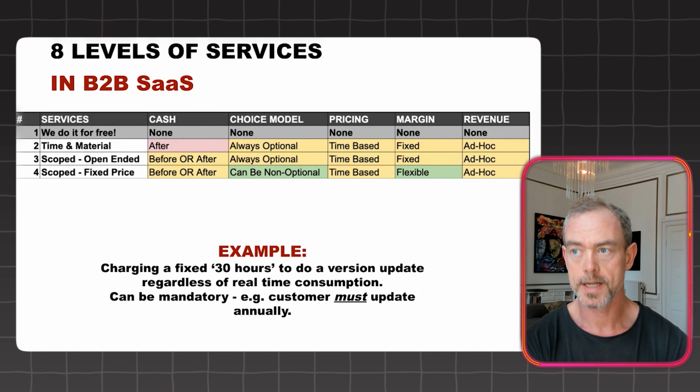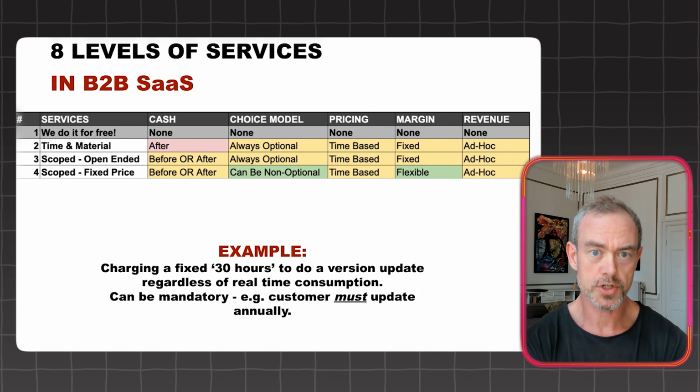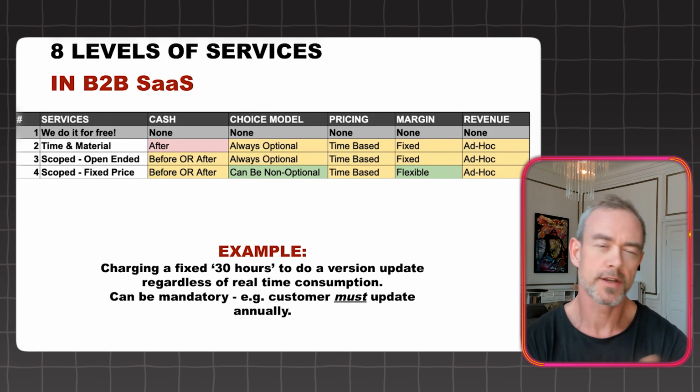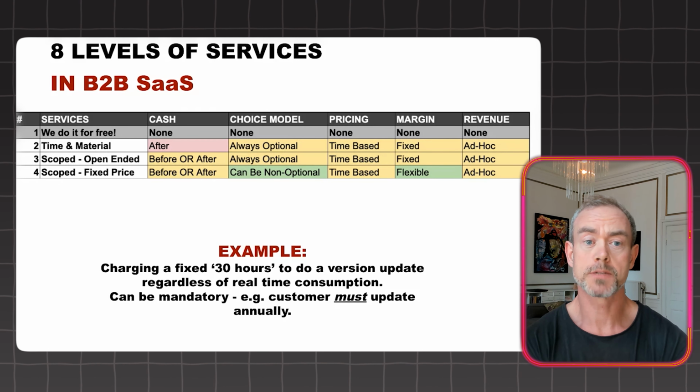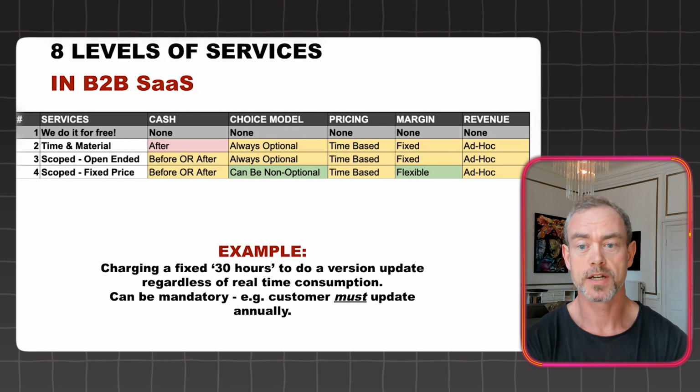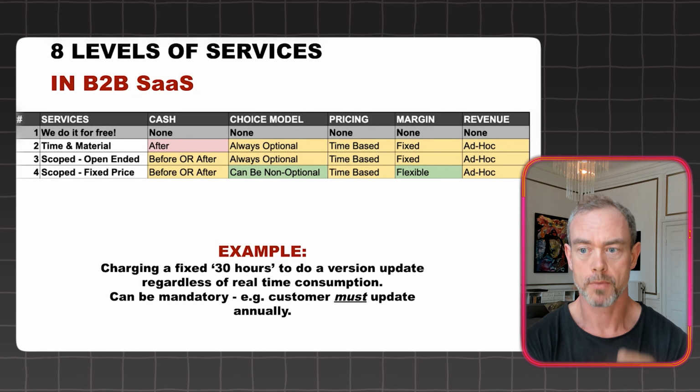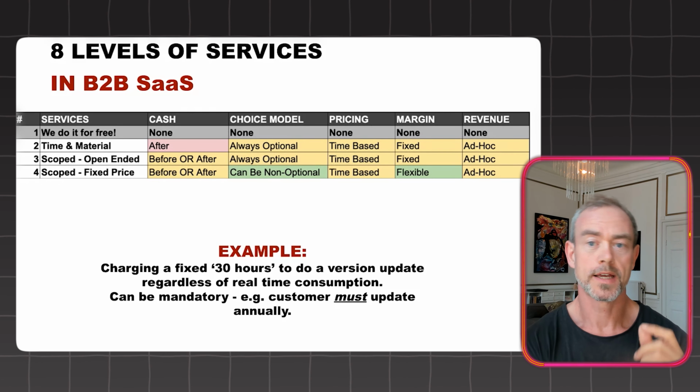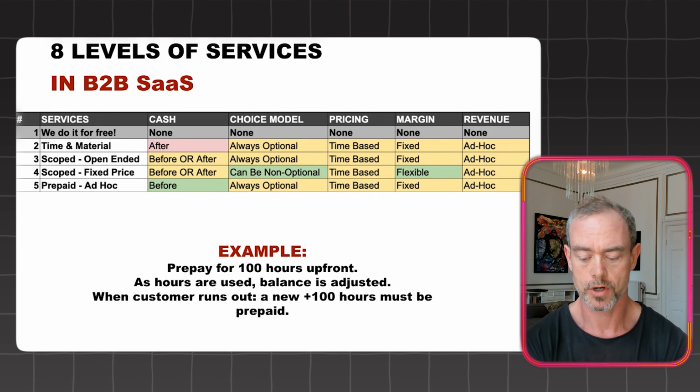So one of my clients, they do an annual version update. I think it's actually 20 hours they charge, but they usually spend 2 hours doing it. So actually they have a really, really solid margin on this. The revenue is, again, ad hoc, so non-recurring.